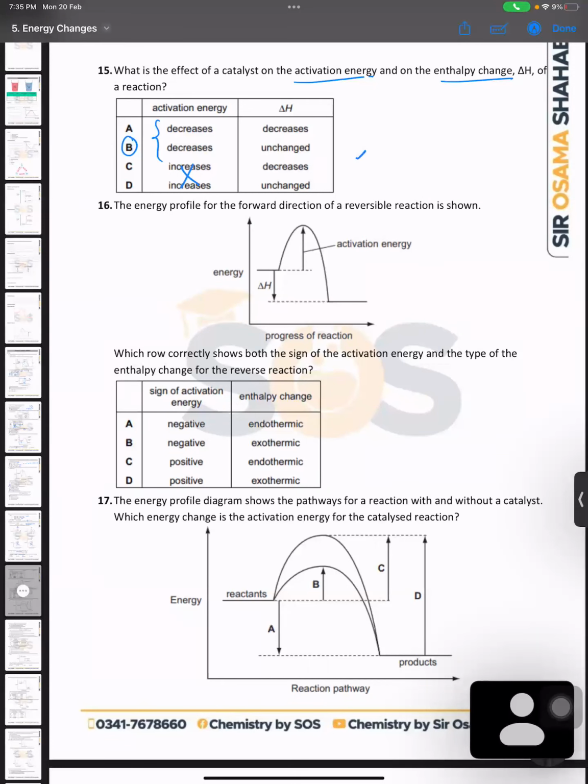Then 16. Hamza, can you answer this, beta? What should be the answer of this? Assalamu alaikum, sir. Walaikum salaam, beta. Sir, the answer of this will be B, right? It will be B. Let's check whether the answer can be B.